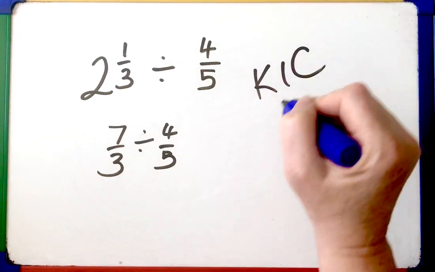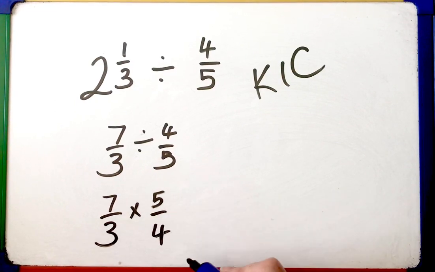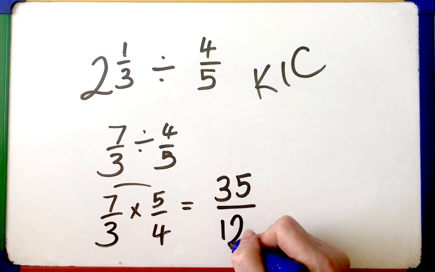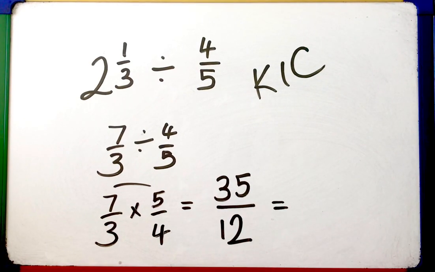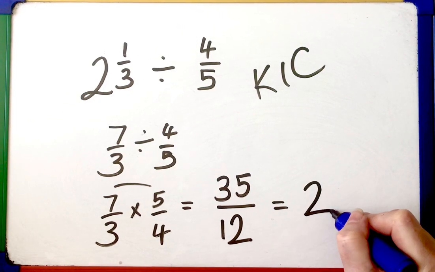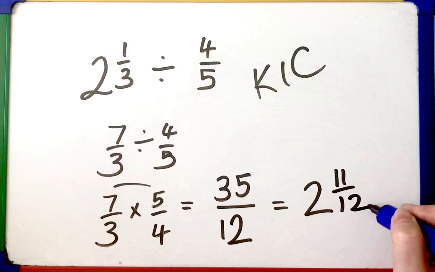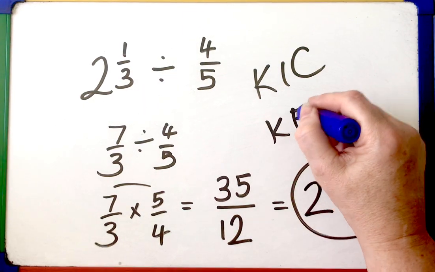Now I kick it. 7/3, invert, 5 over 4, change the sign, and that becomes 7 5s are 35, 3 4s are 12, and now I have to change it to a mixed number. Well, 12s into 35 doesn't go 3 because that would be 36, would be too many, so it's only 2. And then 35 take away 2 lots of 12 is 24, so 35 take away 24 is 11/12 left over. So when it's nasty with a mixed number, just change it to an improper fraction and keep it, flip it, change it.